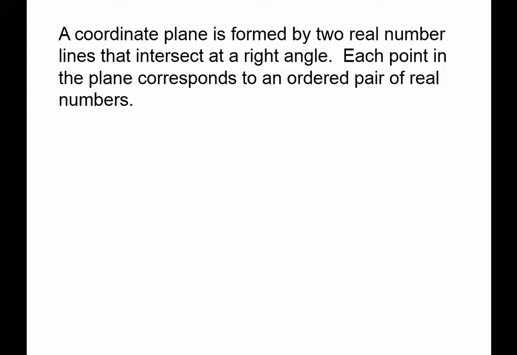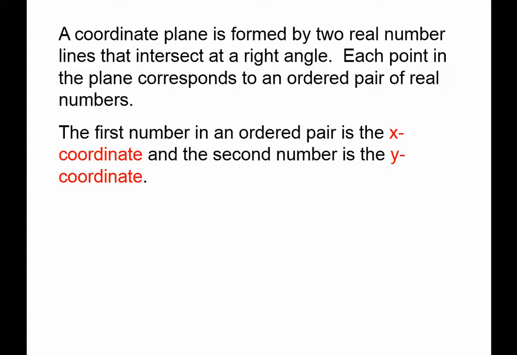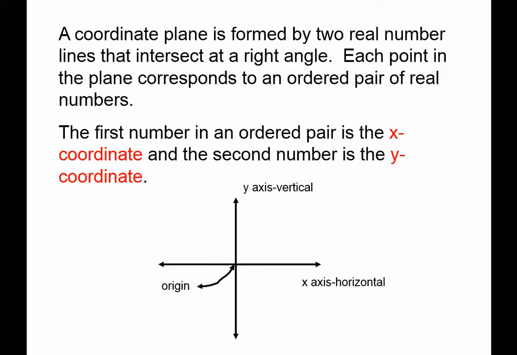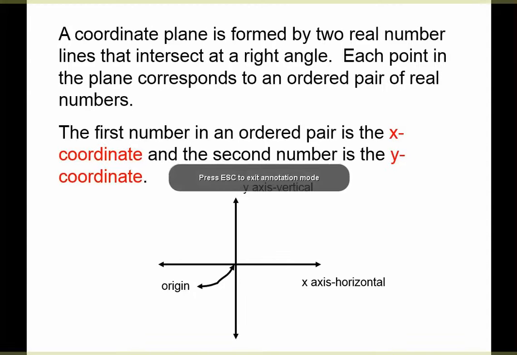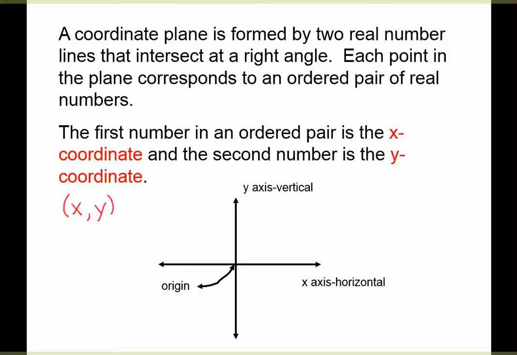A coordinate plane is formed by two real number lines that intersect at a right angle. Each point in the plane corresponds to an ordered pair of real numbers. And those two real number lines we call the x-axis and the y-axis, you'll remember. The first number in an ordered pair is the x-coordinate, and the second number we call the y-coordinate. And here you can see a coordinate plane with its horizontal x-axis and vertical y-axis, and then the origin in the middle. So it's kind of like a number line, but it's two number lines that are perpendicular to each other. And whenever we write coordinates, remember, we always write them in the form x first, comma, y. So the x value will always precede the y value.